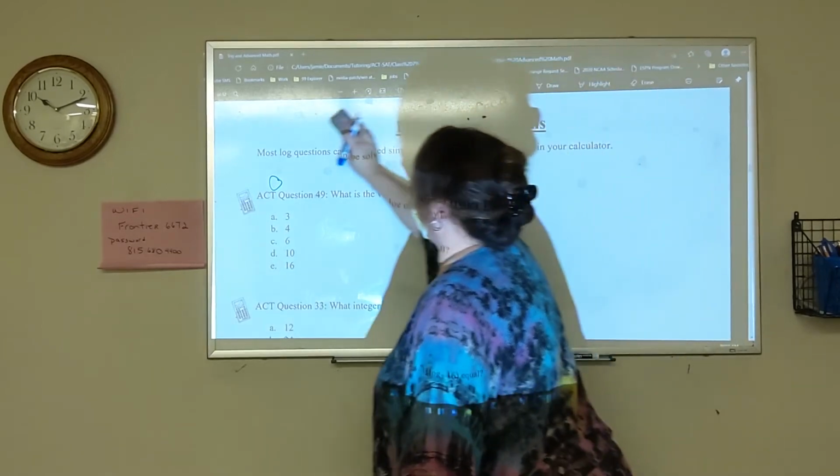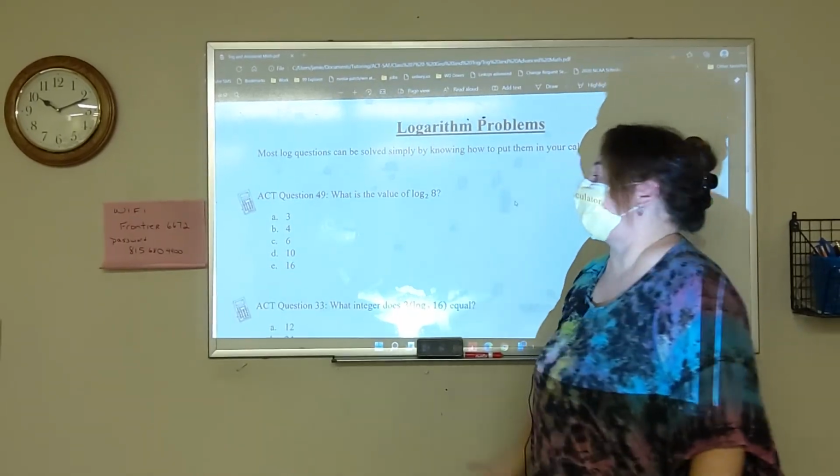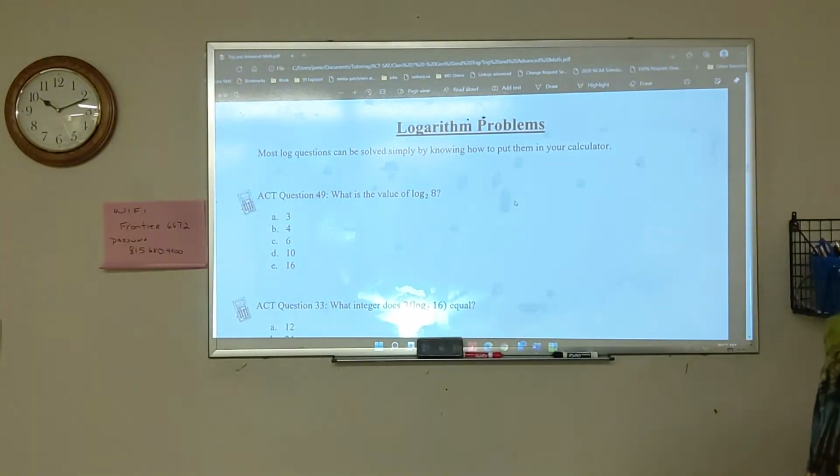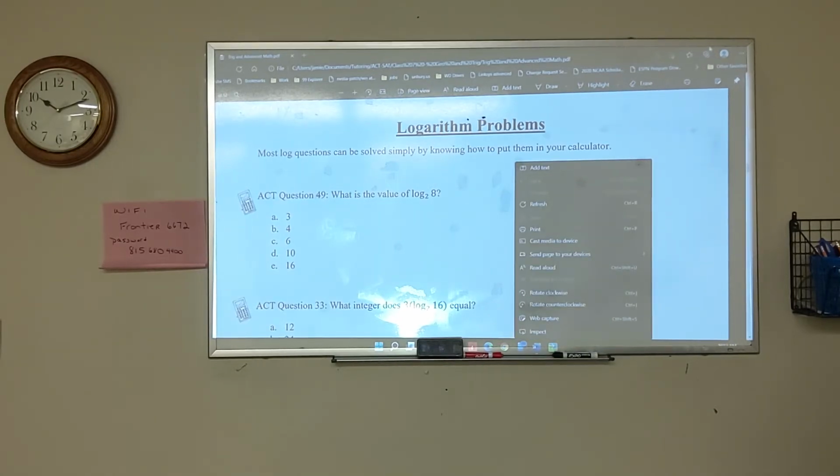Next up are log problems. Okay, guys, log problems are all about how you put it in the calculator. That's all it is. Log problems are ACT only problems. These are actually really straightforward. So you have the paper in front of you.